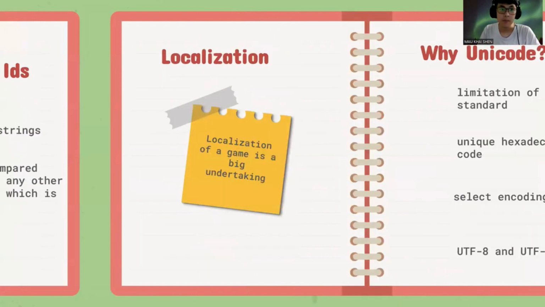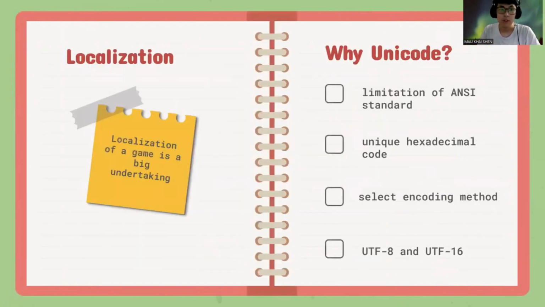All right. Localization of a game is actually a big undertaking. It is to make sure that every user can use different languages in the game. And so why use Unicode? Unicode exists because of the limitation of the ASCII standard. The unique hexadecimal code is the specialty of Unicode. So it might need to use a selected encoding method, such as UTF-8 and UTF-16.